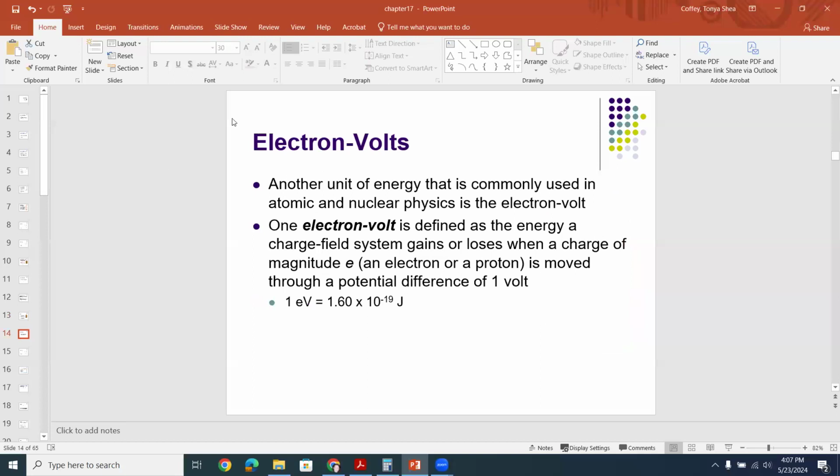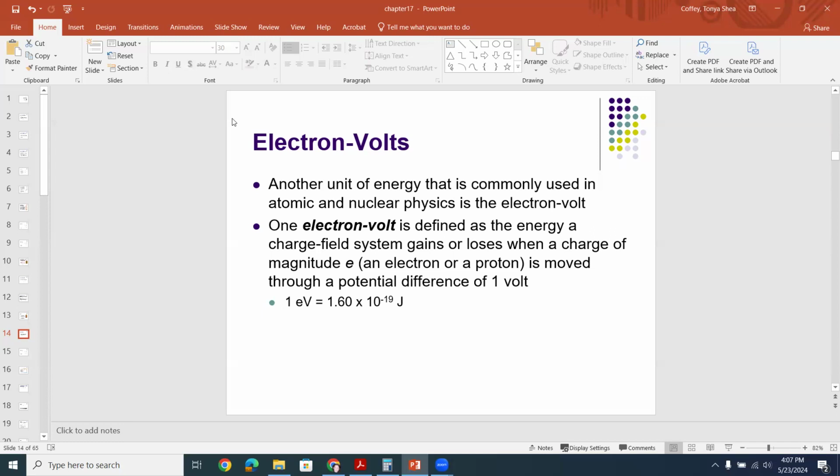Now, there's also a really interesting unit that gets used a lot in quantum physics and chemistry. It's a unit of energy that's common in atomic and nuclear physics, and it's called the electron volt. One electron volt is the energy that a charged system gains or loses when a charge of 1 electron, which is 1.6 times 10 to the minus 19 coulombs, is moved. So remember that electrons and protons have 1.6 times 10 to the minus 19 coulombs of charge.